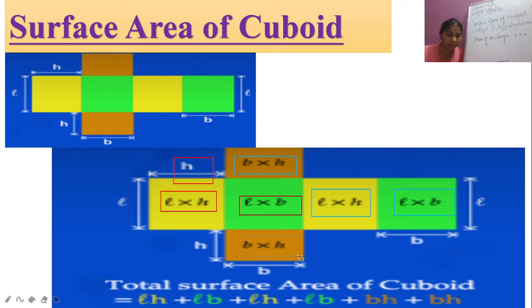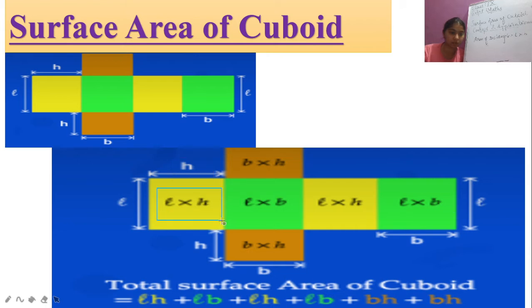But students, have you noticed that we have two rectangles whose area is length into breadth? Let me ask you, where are they from? Let's mark them. First is length into breadth, this one and this one, so we color it with blue. Now let's take black color for breadth and height.